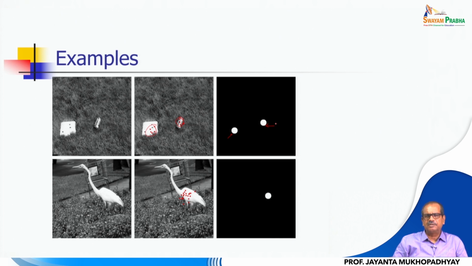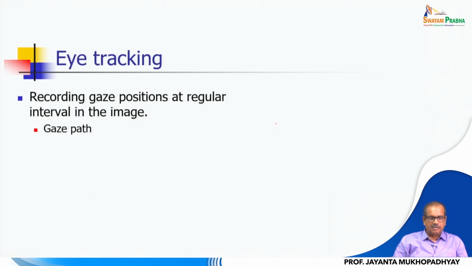So we have tried to modify using identifying object segments, etc. But this is one example of getting the saliency map using subjective feedback. On the other hand, eye trackers are very powerful devices nowadays, and they provide us the gaze positions at regular intervals in the image. So you can have a gaze path.